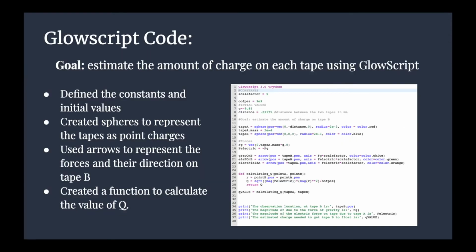The length of the tape was 20 centimeters. The mass was 2 times 10 to the negative 4 kilograms. The change in height of tape B was 0.03175 centimeters. Then, using the momentum principle, we know that the change in momentum is equal to 0, which is equal to the magnitude of the net force. The magnitude of the net force on tape B is equal to the electric force from tape A on tape B minus the force of gravity on tape B. Using these relations, we can derive the value of the excess charge to be around 1.4824 times 10 to the negative 8 coulombs.